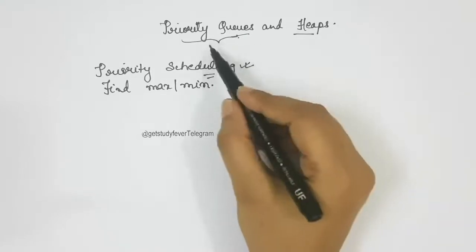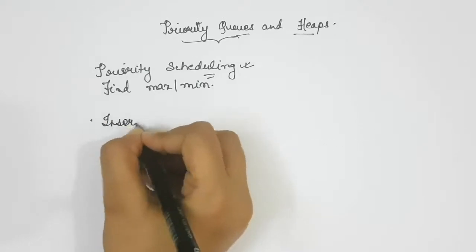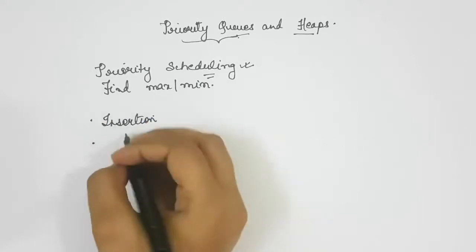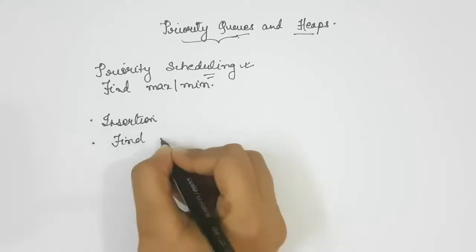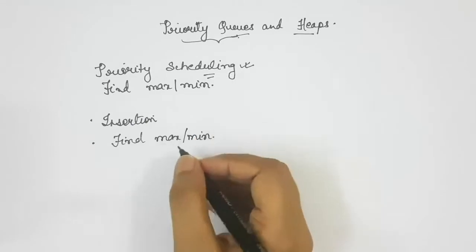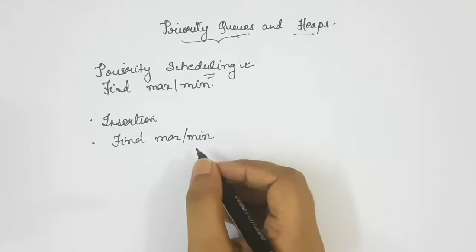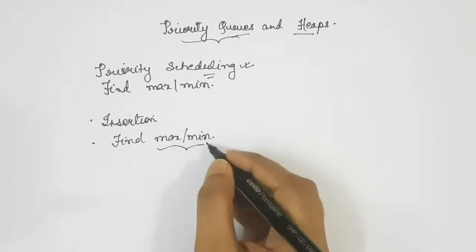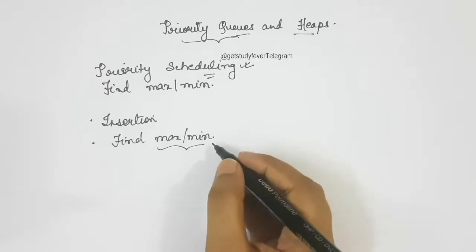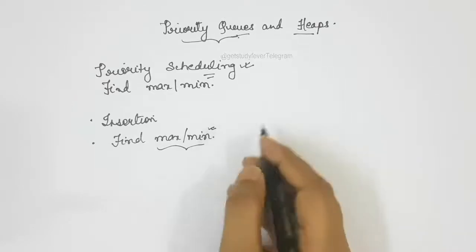So let's see what the main priority queue operations are. Insertion of an element, finding maximum or minimum element. Let's say there is a particular program that needs to find the maximum or minimum element a lot of times. If this operation is not efficient, this will lead to slow execution. So there should be a data structure that efficiently handles this operation.